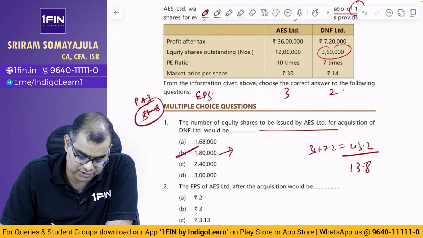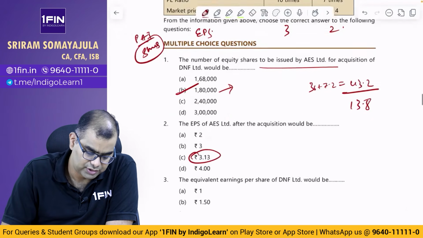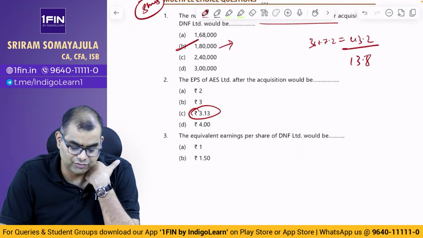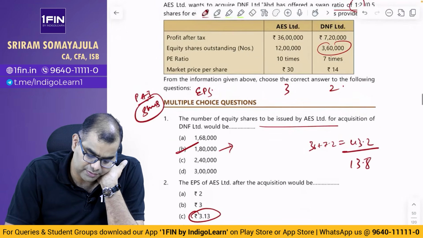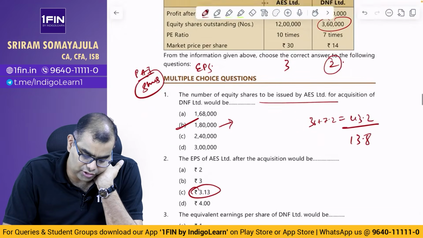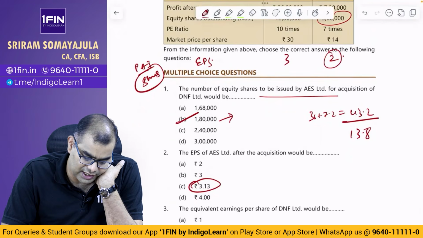We get 3.130. Yes, 3.130. Then the equivalent earning per share of DNF would be... So what is your EPS? Your EPS is 2. But how many shares are you getting? You are going to get half shares.